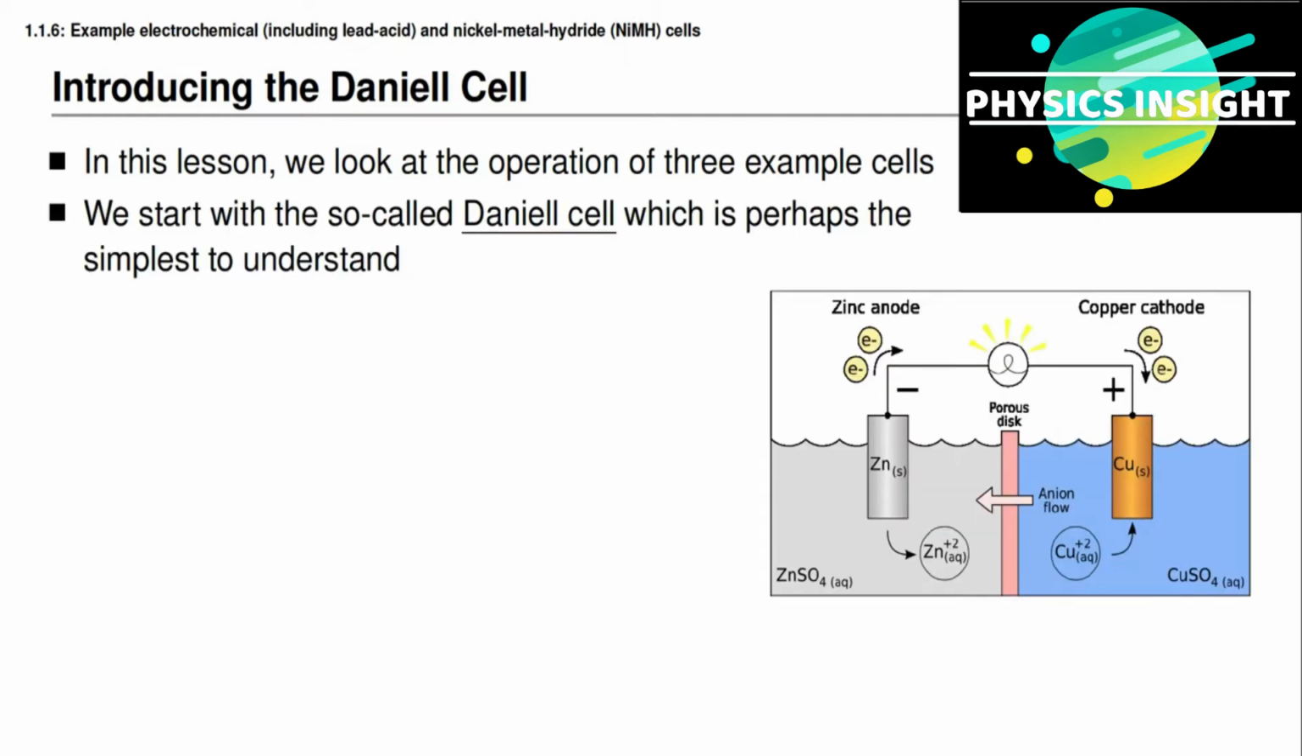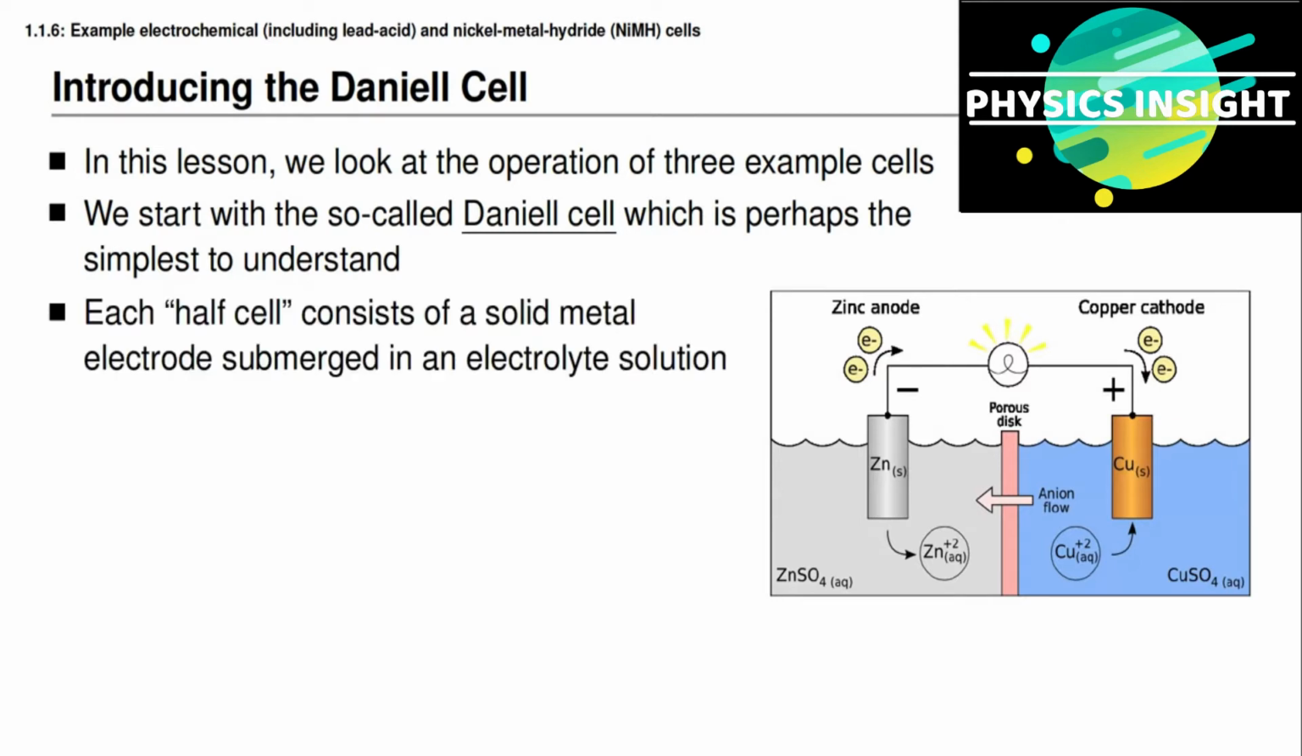We start with one that's very commonly found in introductory textbooks on electrochemistry, and this is called a Daniell cell. It's probably the easiest and the simplest to understand, and so it gives us a good starting point for our example. Each half cell in the Daniell cell consists of a solid metal electrode submerged into an electrolyte solution.